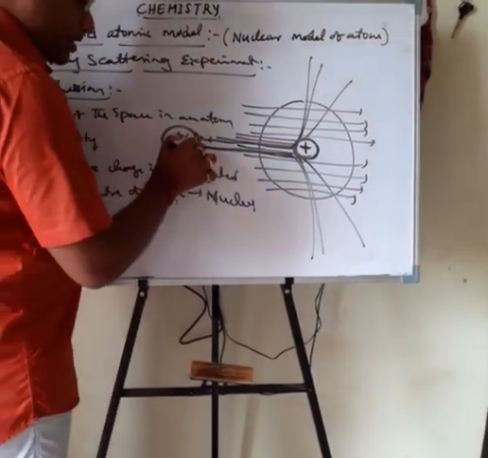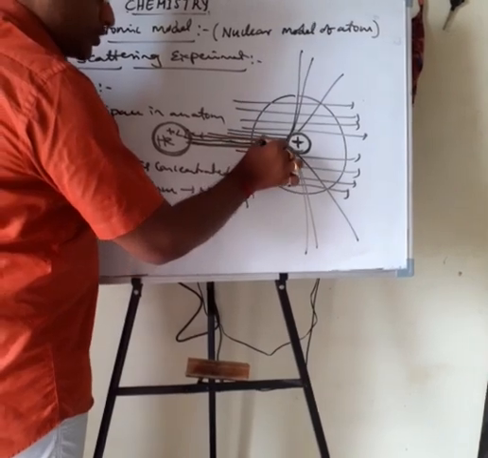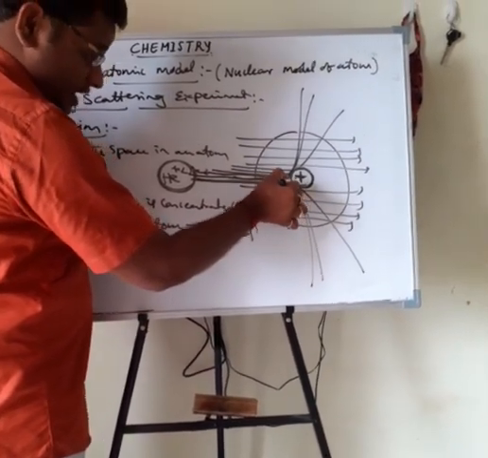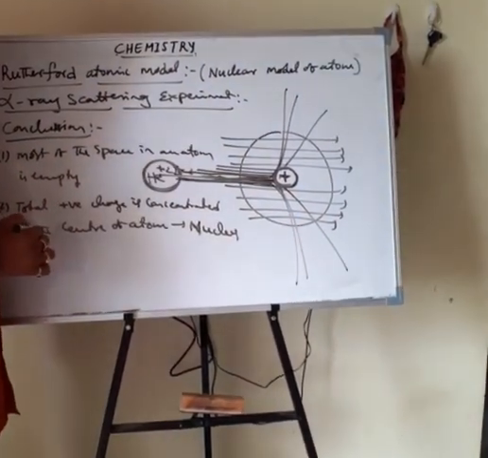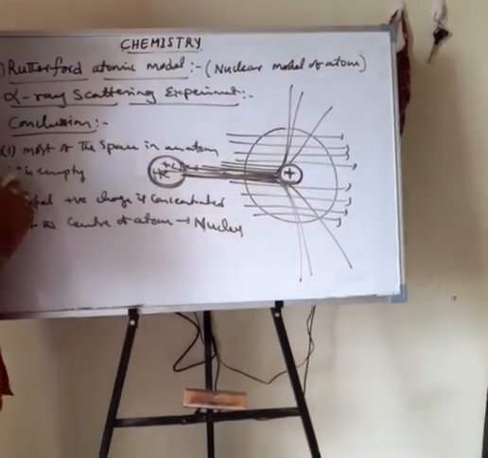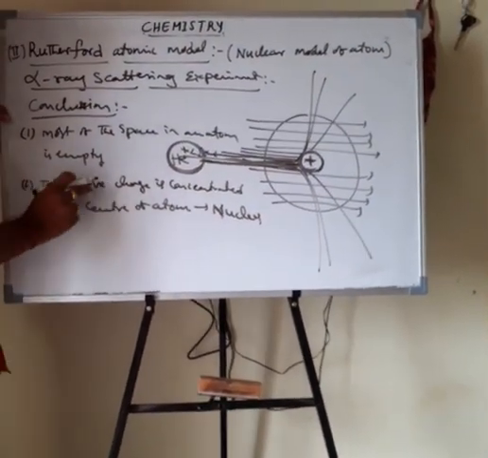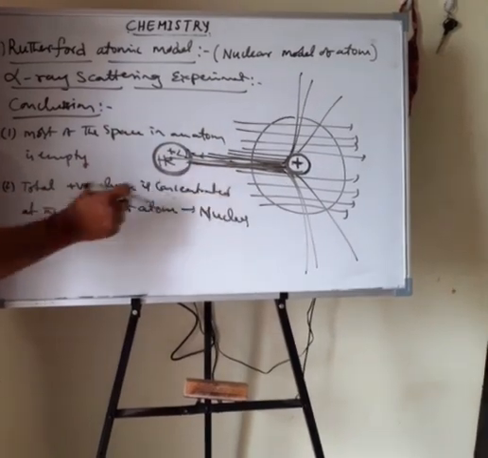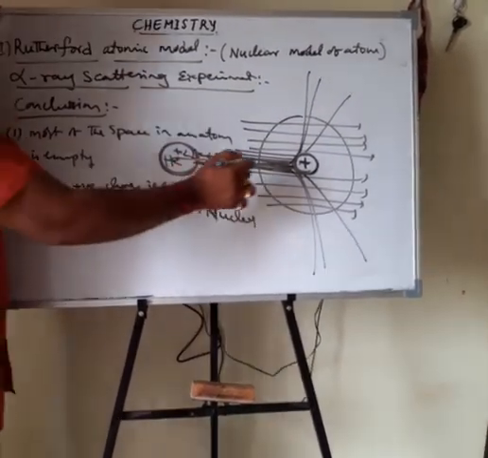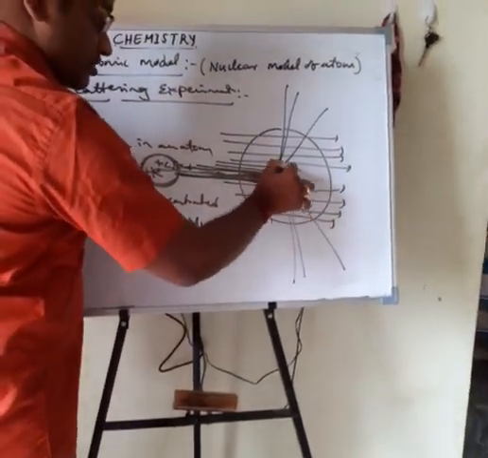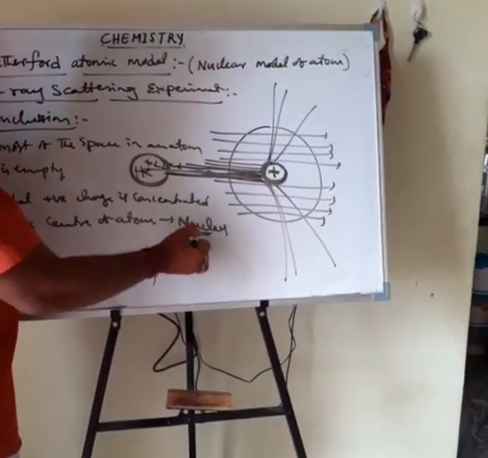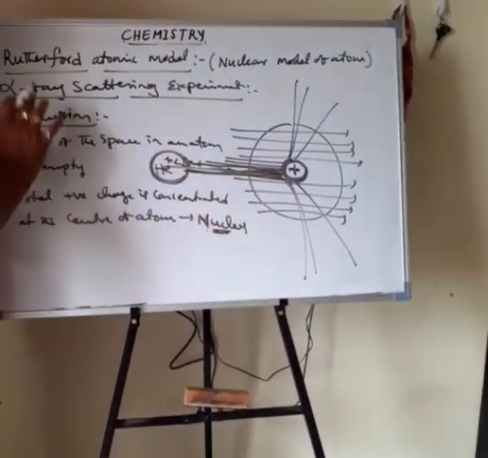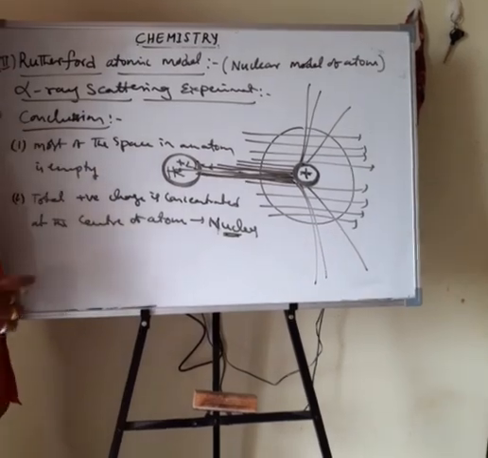That's why very few particles come toward the nucleus, so the positive repulsion causes them to bounce back 180 degrees. So from the second point, what was explained is that the total positive charge of the atom is concentrated at its center. This positive charge is called the nucleus. The nucleus was first found by Rutherford. So that is about the second point.